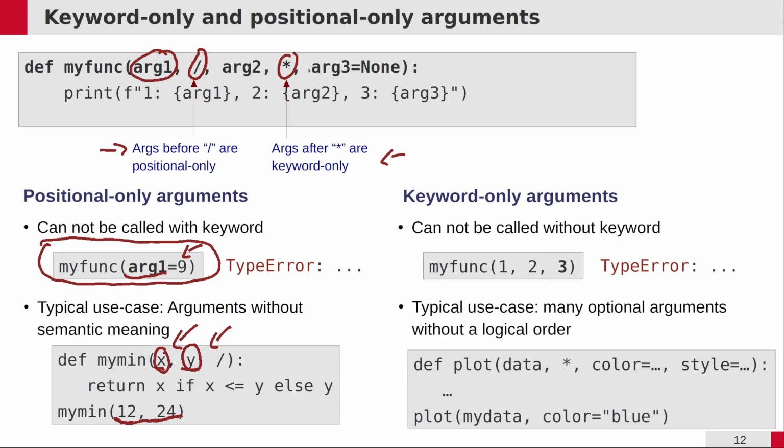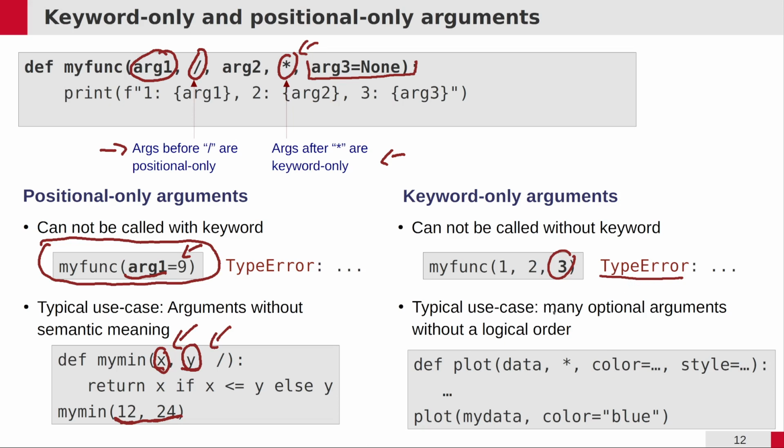Here we have set arg3 as a keyword only argument because it appears after the star argument in the function definition. So if you try to pass the first argument by position, then you will get again a type error, because this is not a position but a keyword only argument.